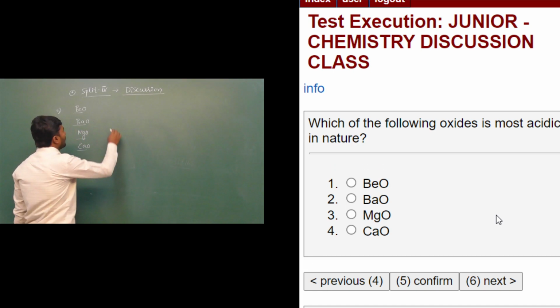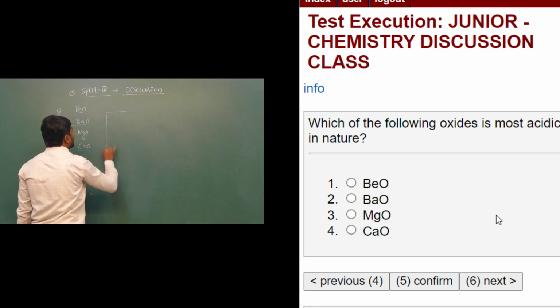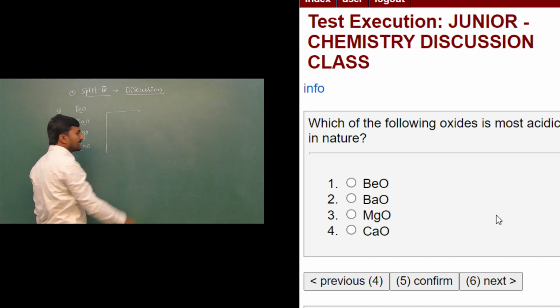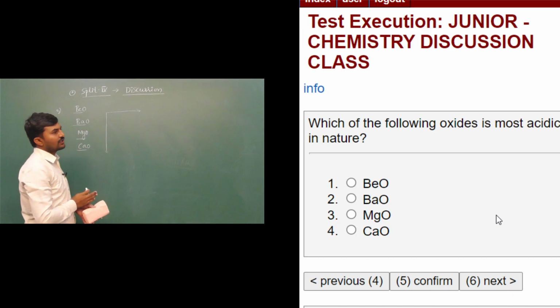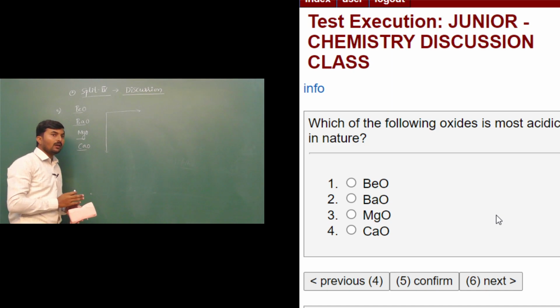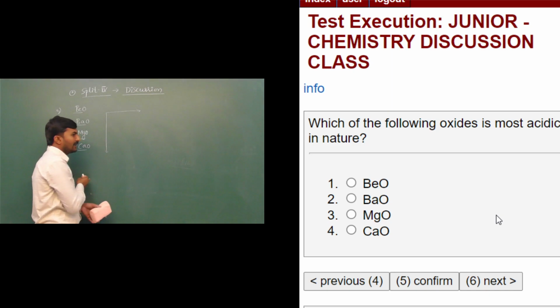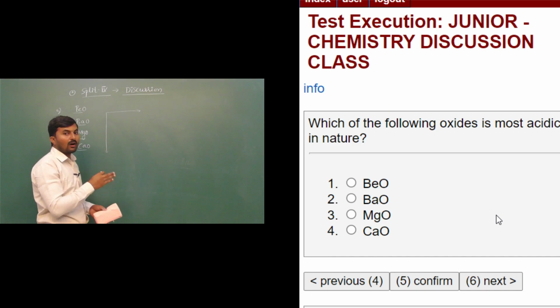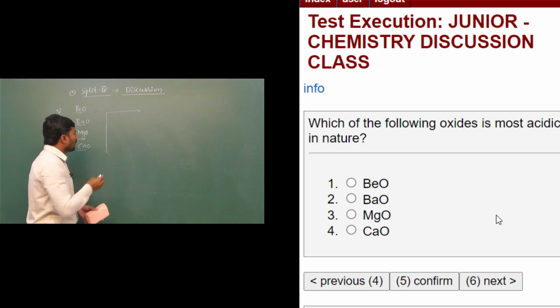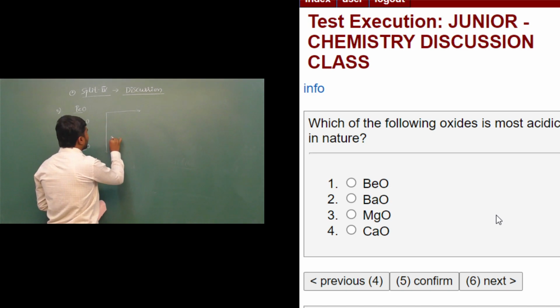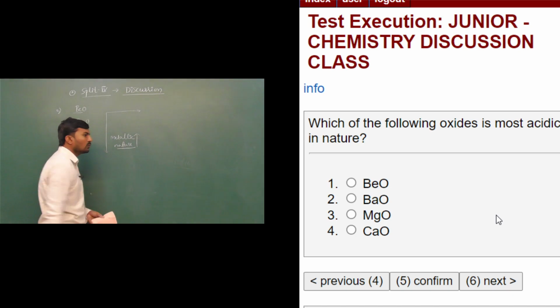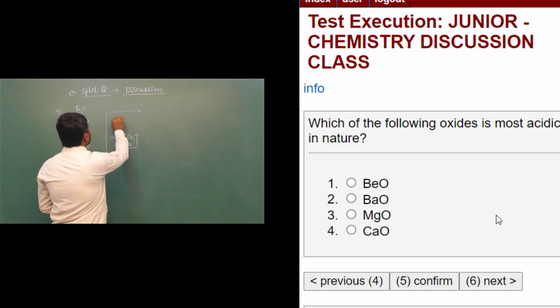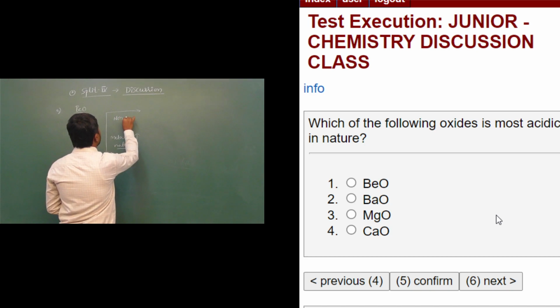Okay, as we already told, acidic nature and basic nature we can easily differentiate by knowing whether it is metallic or non-metallic. Down the group we already know that metallic properties increase. So the metallic nature of the elements increases as we move down the group, followed by the non-metallic properties.